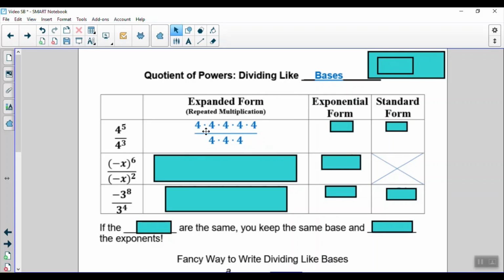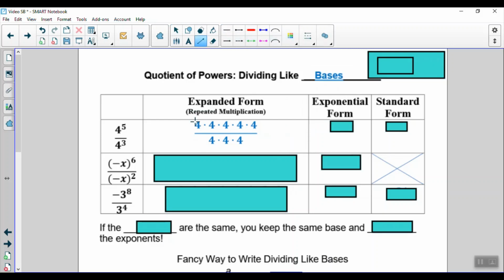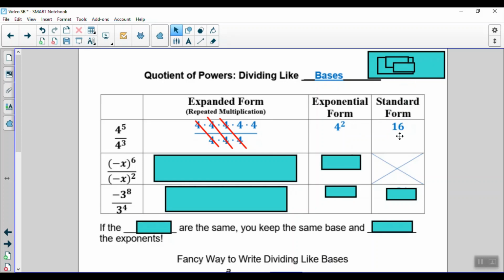We have 4 to the 5th, which is 4 times 4 times 4 times 4 times 4. On the bottom, we have 4 times 4 times 4, 3 times. When we're actually dividing these, we can cancel some of these out. So I'm just going to use a different color to help us see. If we have a 4 here and a 4 here, we can cancel these out, right? We've got 3 on top and 3 on bottom, and then we have 2 left over on top. So then our exponential form is 4 to the 2nd power because that's what we had left over, and 4 squared is 16 in standard form.